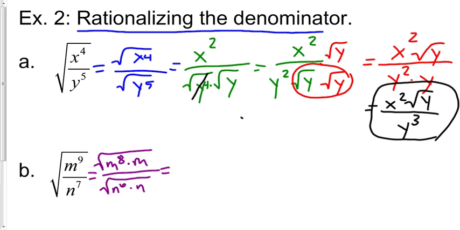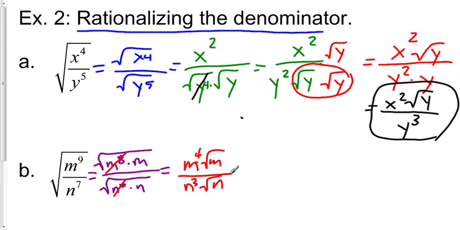Now, let's take whatever square roots we can. The square root of m to the 8th is m to the 4th, but I still have the square root of m left behind it. In the denominator, the square root of n to the 6th is n to the 3rd, and I still have the square root of n behind it. Okay? Now, do not leave this as your answer because we don't want to leave a radical sign in the denominator. So I don't really care about any square root signs in the numerator, but the ones in the denominator I need to get rid of.